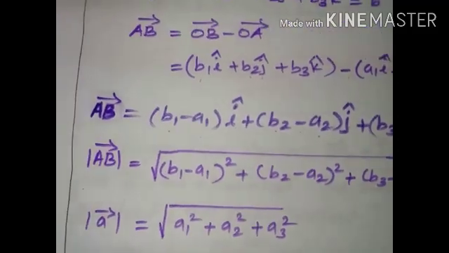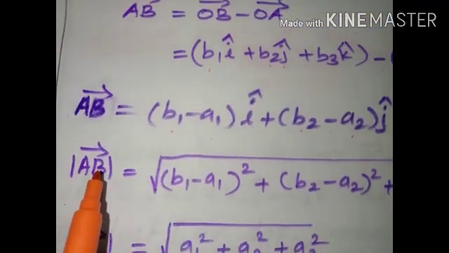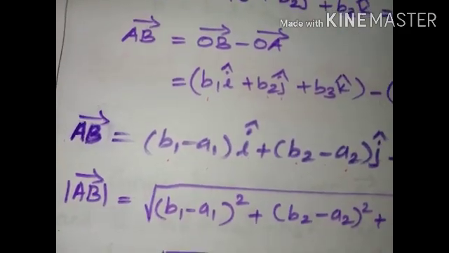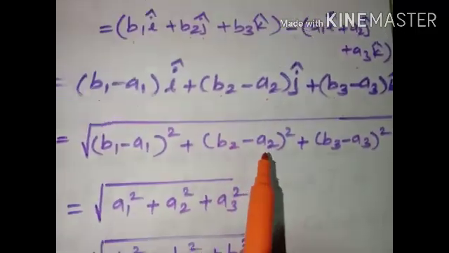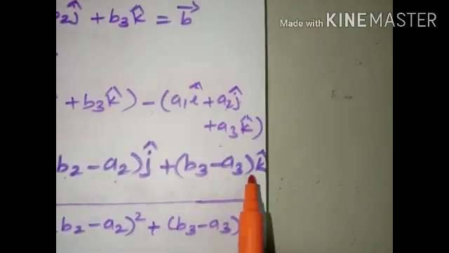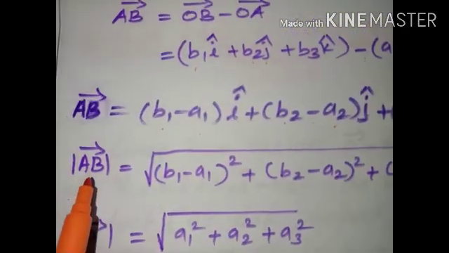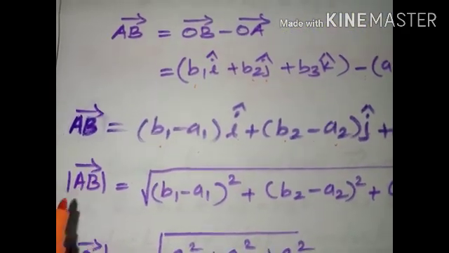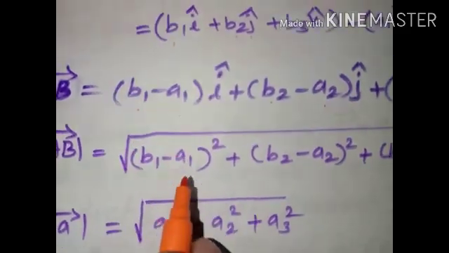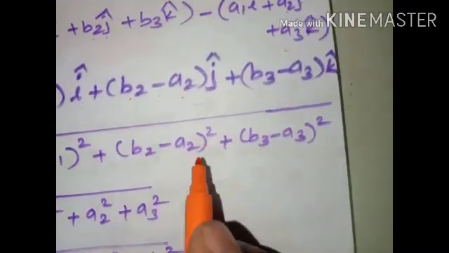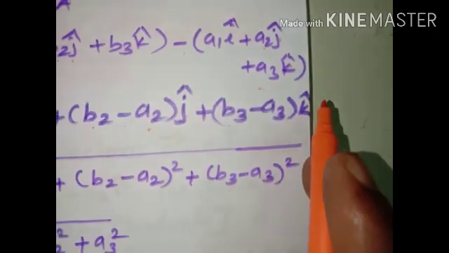Now the modulus of AB vector. It means the square root of the i coefficient squared, plus the j coefficient squared, plus the k coefficient squared. So the modulus of AB vector equals the root of (B1 minus A1) whole square plus (B2 minus A2) whole square plus (B3 minus A3) whole square.